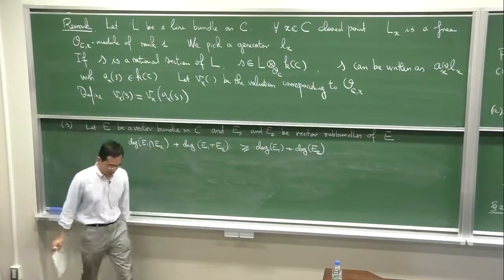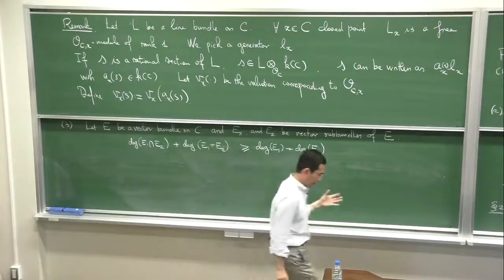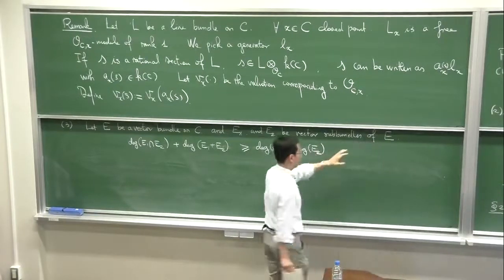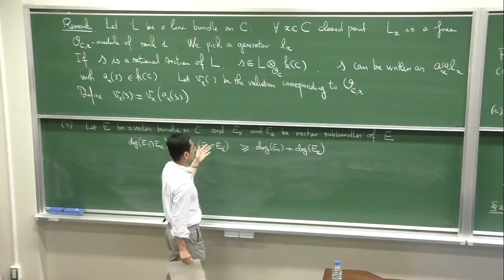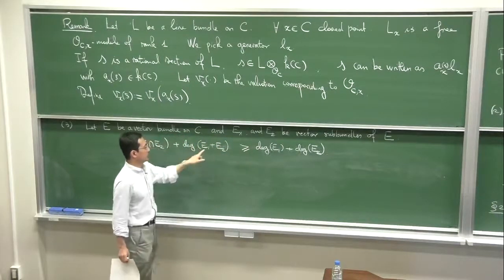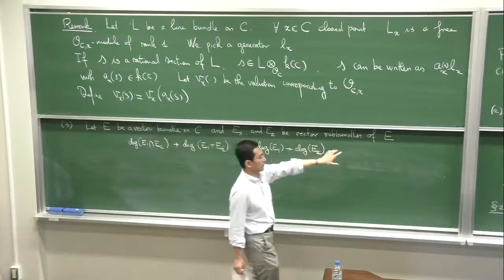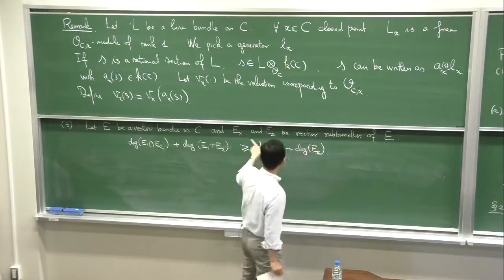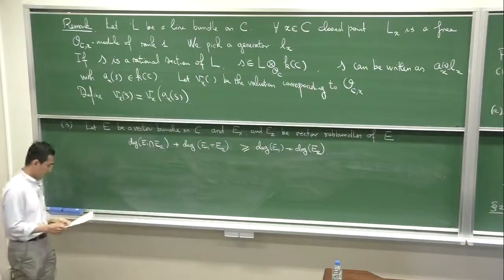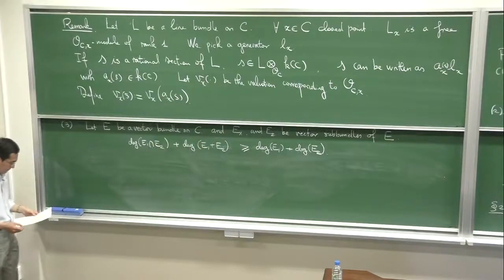So here E1 intersection with E2 is just the largest vector subbundle of E which is simultaneously a vector subbundle of E1 and E2. And E1 plus E2 is the smallest vector subbundle of E which includes E1 and E2 simultaneously.